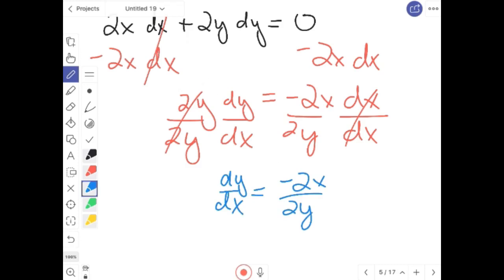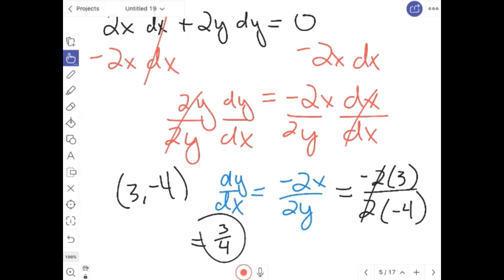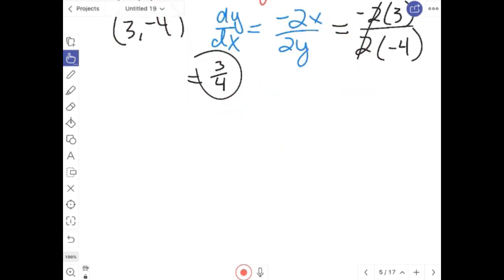So remember, the point we were interested in was 3, negative 4. So I just have to plug in those values. So that's going to be negative 2 times 3 over 2 times negative 4, which negatives and 2's cancel out. So again, I get 3/4. So this one was a lot faster than what we did before. And sorry to add time, if you're good with that, you can skip the rest. I'm just going to show you how to do it the other way again, the way that they initially showed us how to do it.